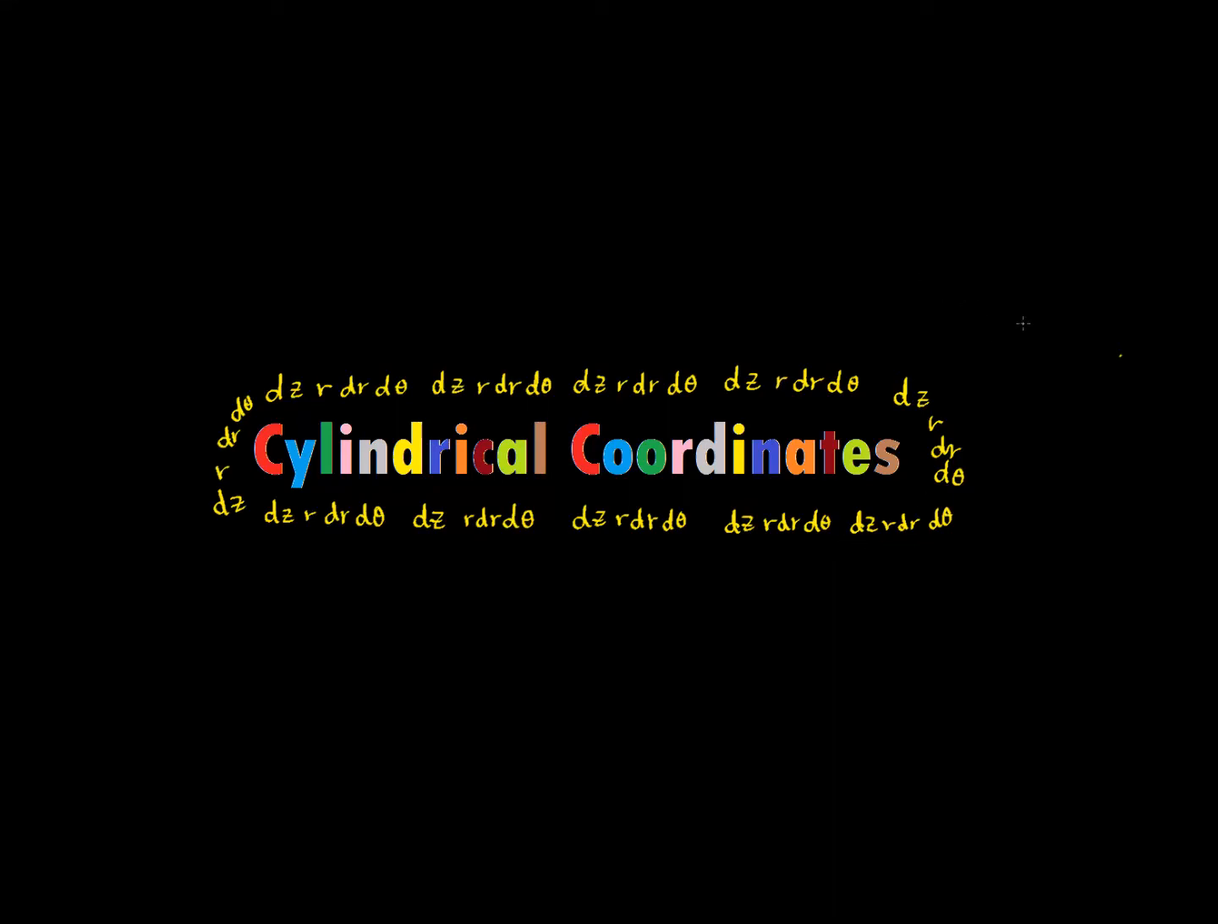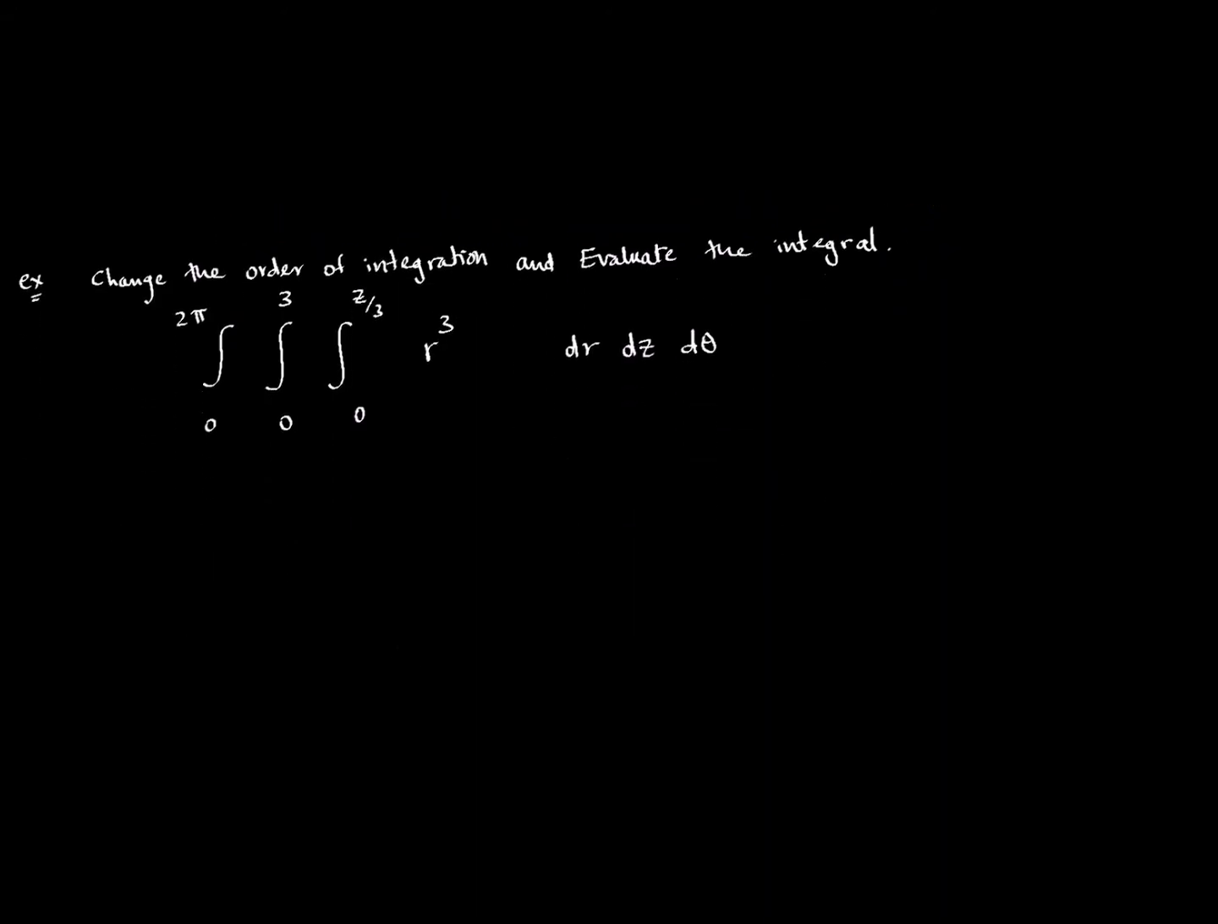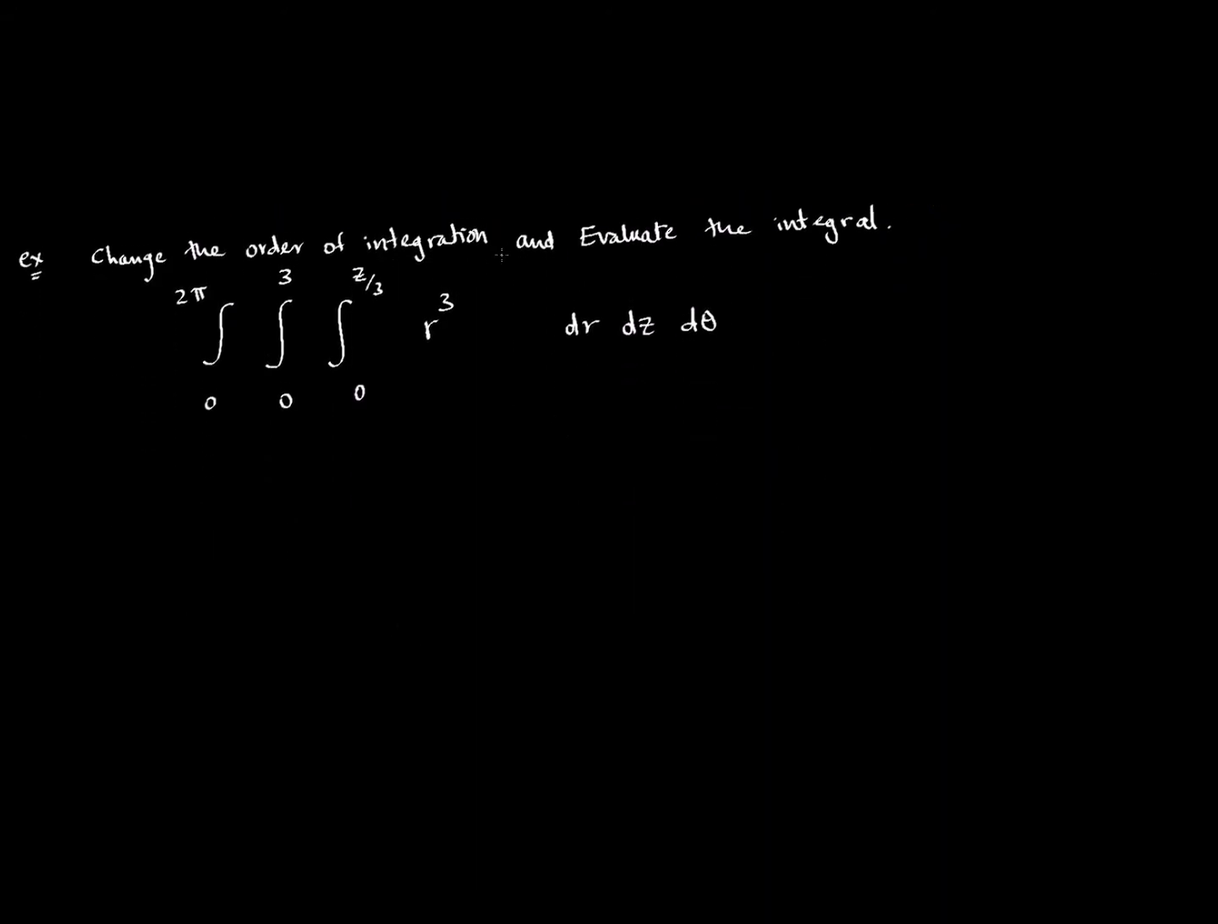In this video, we're going to be changing the order of integration in cylindrical coordinates. So we have this example over here. I want to change the order of integration and evaluate the integral. And the order is given to be dr, dz, d theta. So the limits of r, see here, r is equal to 0, r is equal to z over 3.